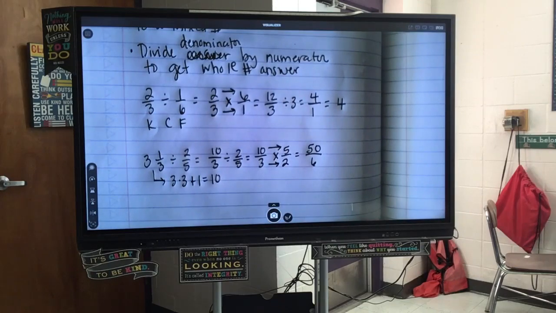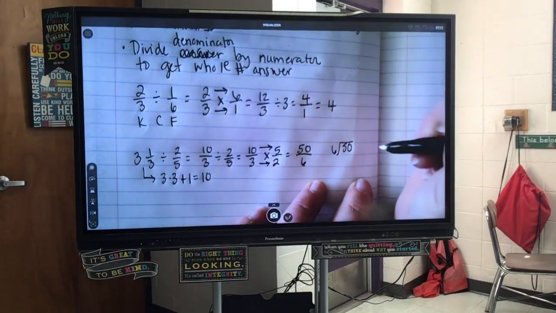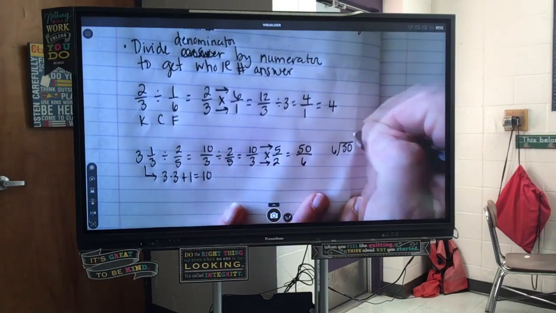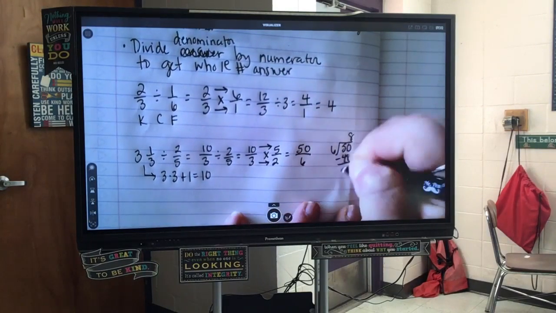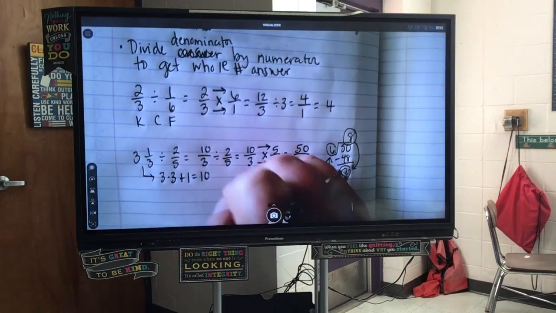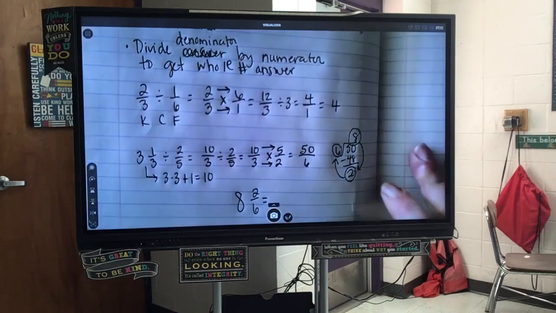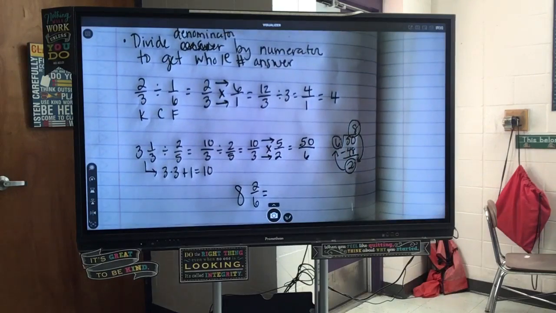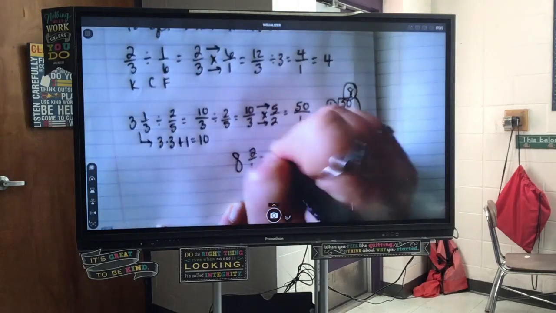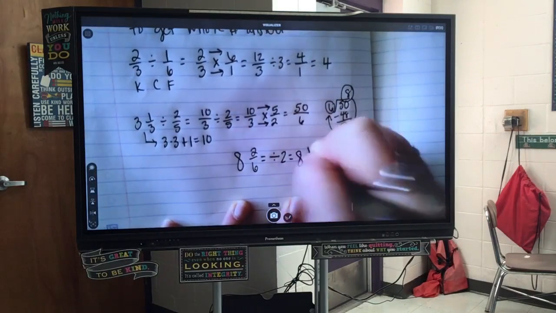Mikhail? 50 divided by 6. 6 times what gives me 50, or really close to 50 without going over? Kylie? 8. And then I do the circle, arrow. So this becomes 8 and 2/6. What can I do with 8 and 2/6? Christiana. So I'm going to divide it by what? 5. So it becomes 8 and 1/3.